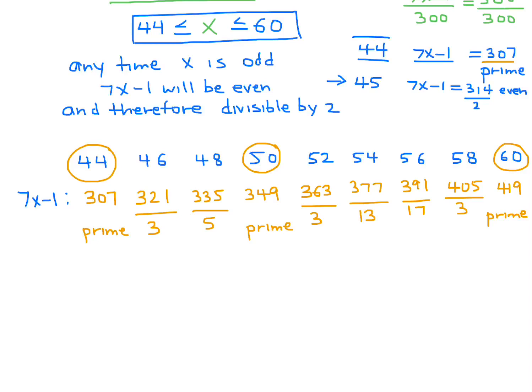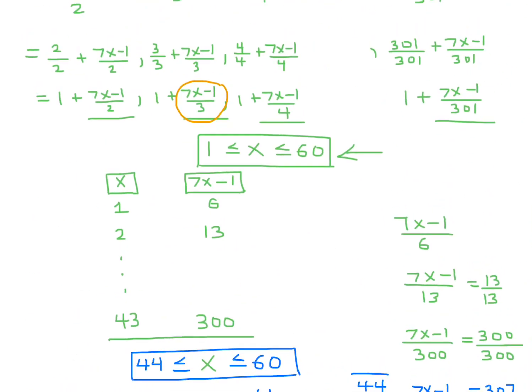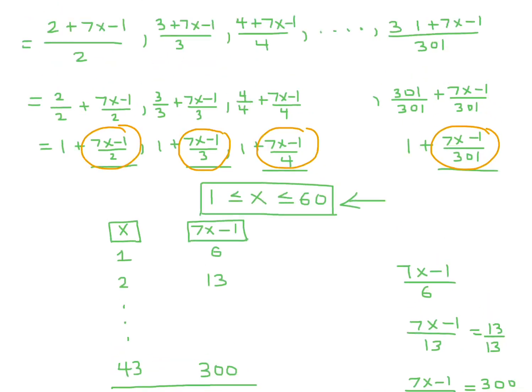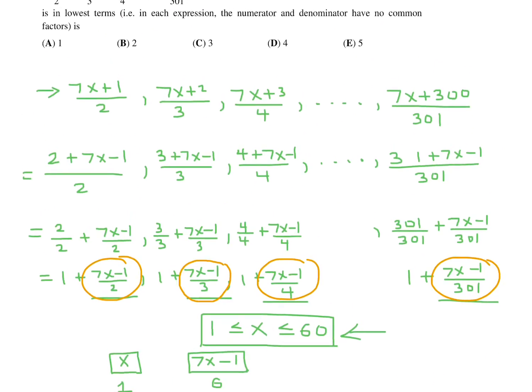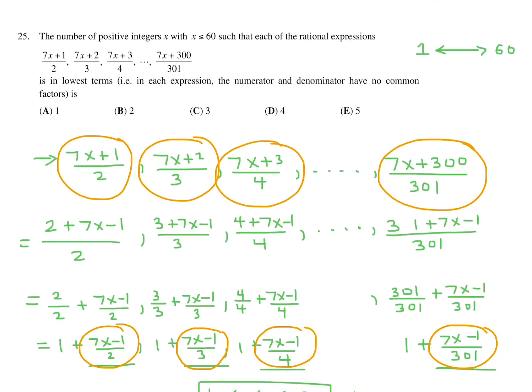So there you go. We got 44, 50, and 60 as values of x that will make every single one of these expressions in lowest terms. And if it does, then every single one of the original expressions will also be in lowest terms. So the number of values we got was 3, and therefore number 25, the answer is C.